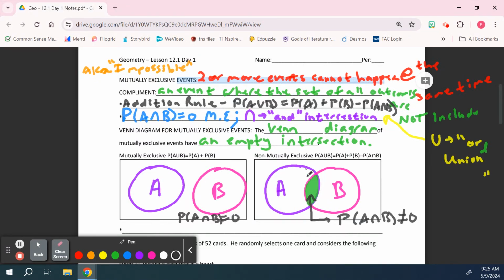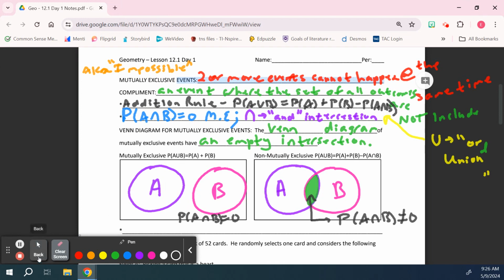Now, for something like this, let's talk about our pet example. Probability of A, let's still keep that as the probability of them having a cat. Probability of B is the probability of people having a pet that has 4 legs. Does a cat have 4 legs? There's your intersection. Does that kind of make sense? Okay.